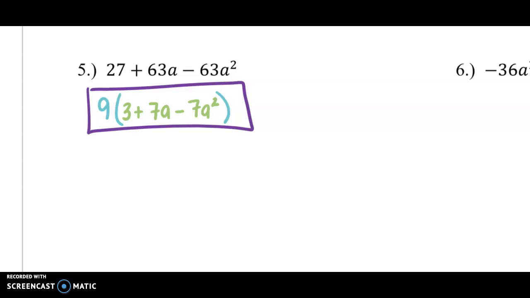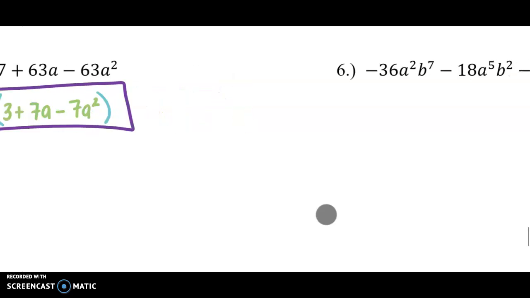Okay, and if you ever feel like you haven't taken enough out or you haven't simplified or factored enough, just go back and look at what's inside the parentheses and say to yourself, is there anything that goes into 3, 7a, and negative 7a squared? If the answer is no, you factored as much as you could. If the answer is yes, then that means you didn't factor enough and you might just have to do that process one more time, which is okay.